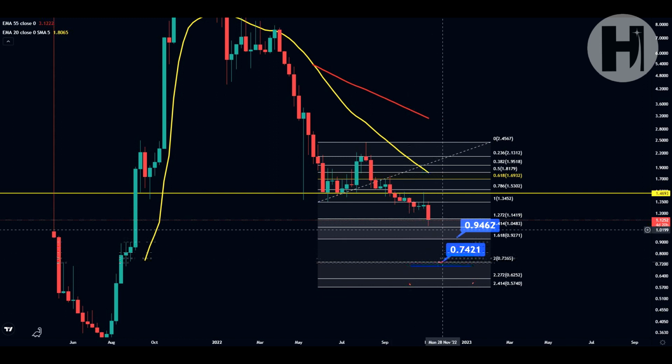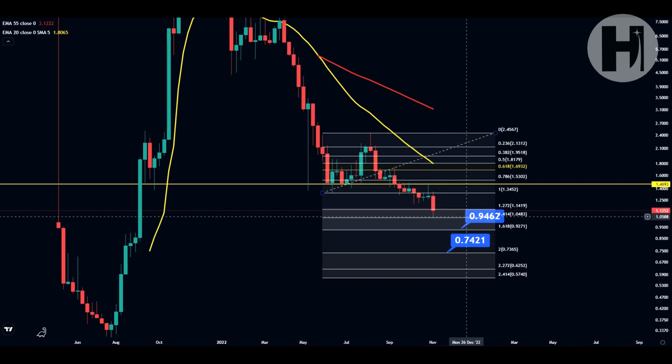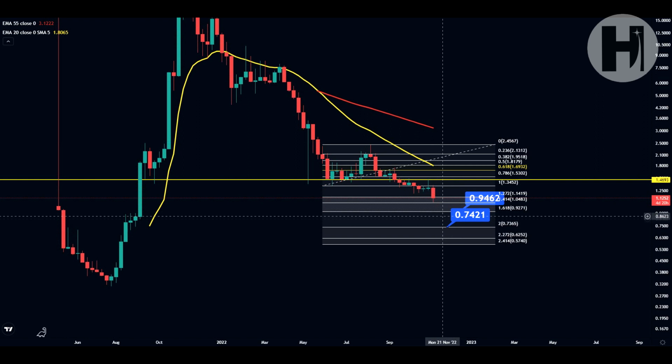So if that happens, I would say that is probably as low as you're going to get in this bear market, unless Bitcoin drops to $12,000. In that case, altcoins are going to get decimated and it's going to be a free for all essentially.